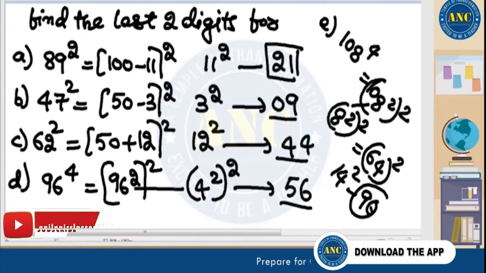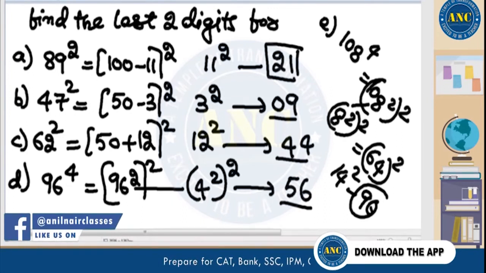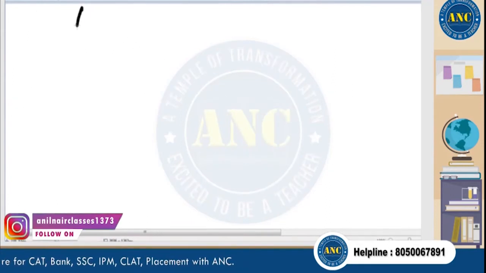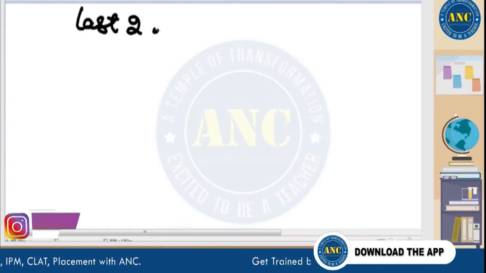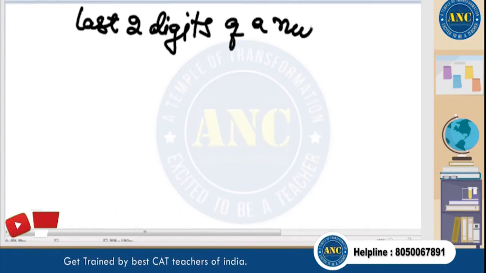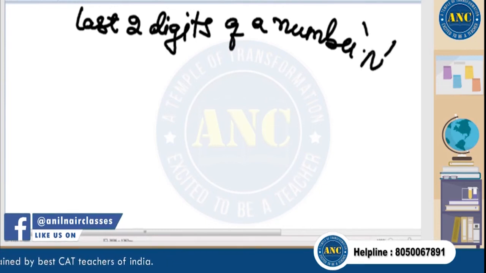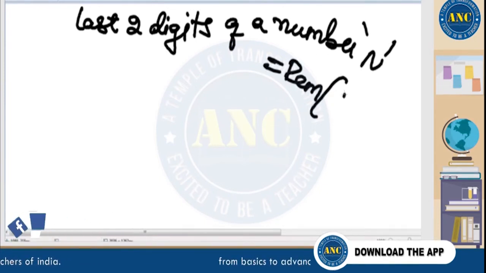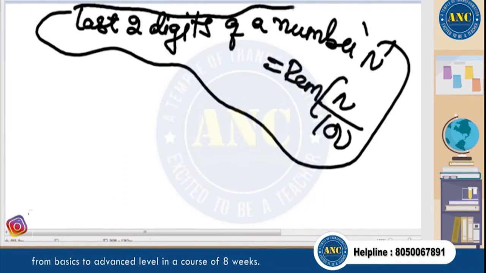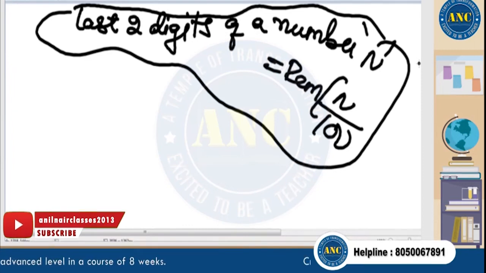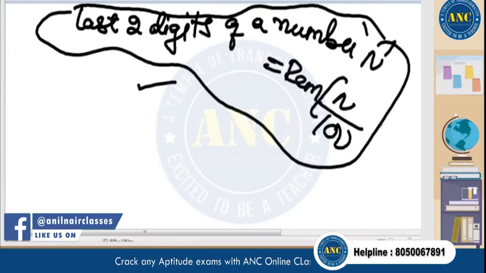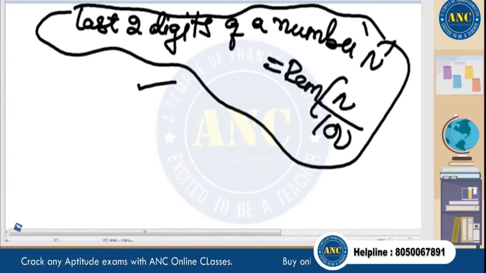Why? Because, please write this down, Tarun. I will explain it in my class tonight after dinner. The last two digits of a number is the remainder when you divide the number by 100. That is the reason only 3 more numbers you will get.